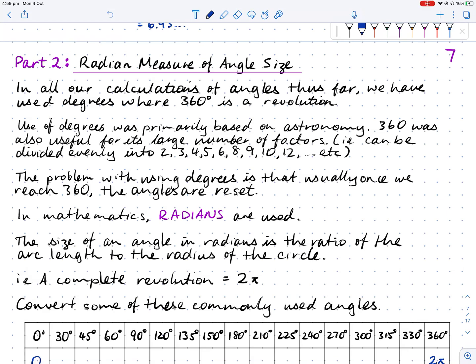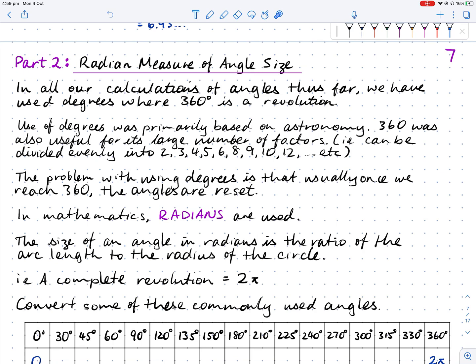Today we'll be starting the second part of this chapter, chapter 9. So the first part we looked at logs and exponentials. In this section, we're going to be looking at different ways of measuring angles. And this method, this format is called a radian.